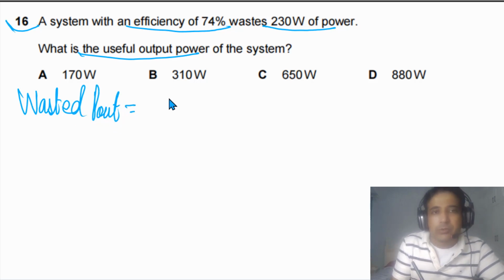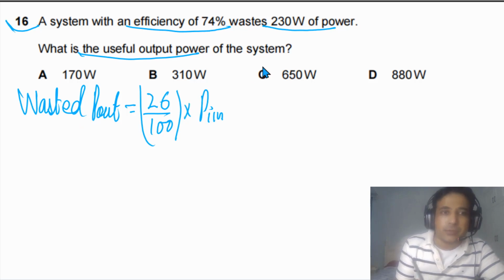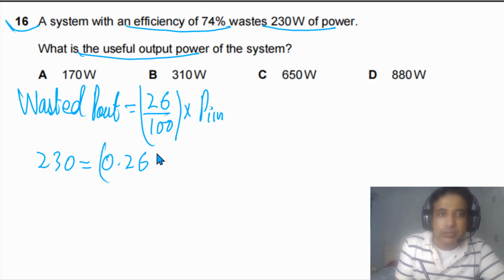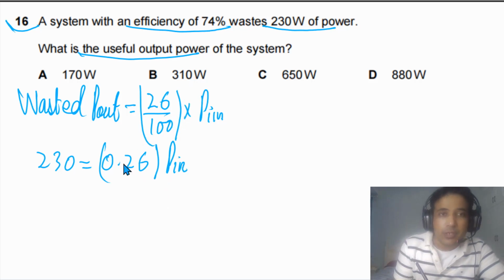Wasted P out is equal to 26%. 26% means 26 by 100 times P in. So this is P in. In this case we have wasted P out, that is equal to 230 watts. So simply we can multiply 0.26 with P in. So when we have the value of P in, then we can calculate the useful output power.